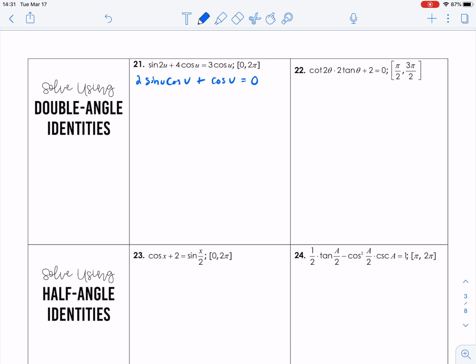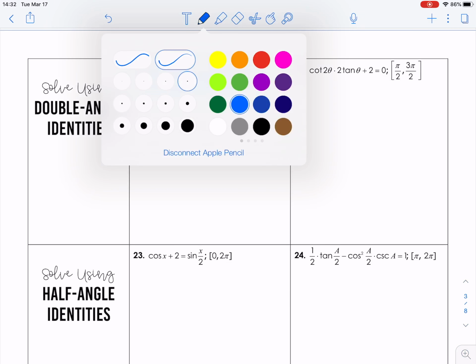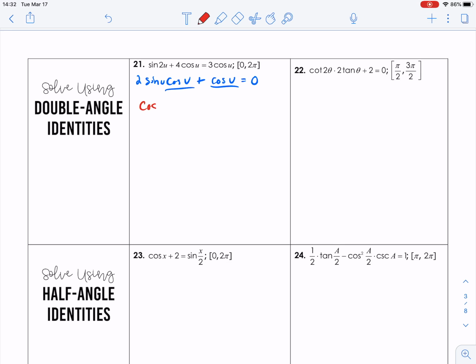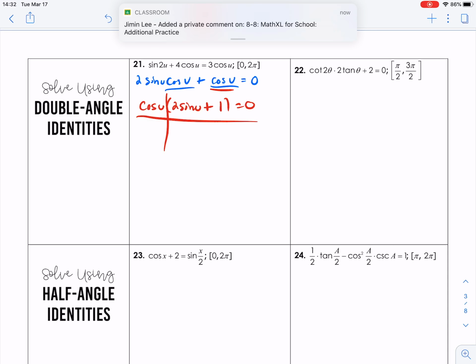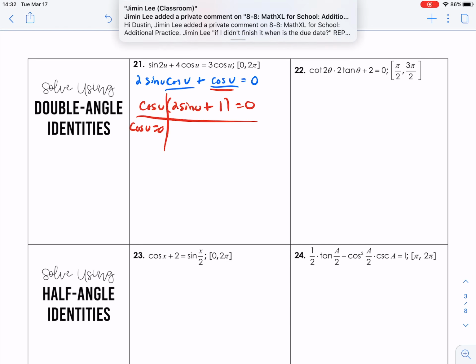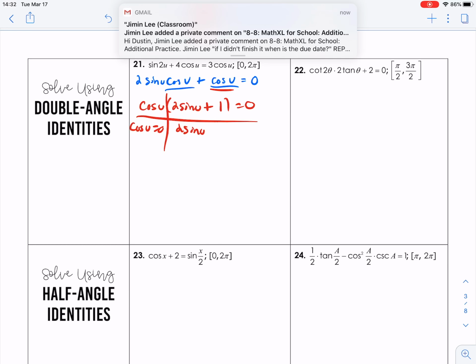All right, and then we have a cosine of u on both sides of the addition, so we can factor it out. That will give us cosine of u times 2 sine of u cosine of u divided by cosine of u is just 2 sine of u, and cosine of u divided by cosine of u is just 1. And then we can solve. Where does cosine of u equal 0? Where does 2 sine of u plus 1 equal 0?